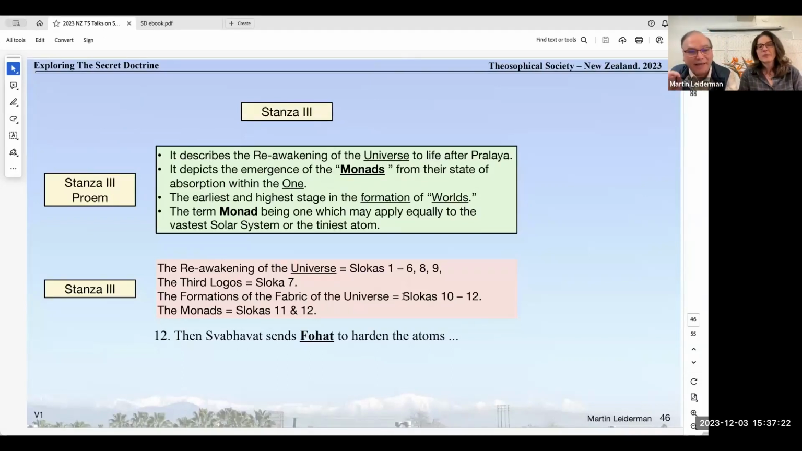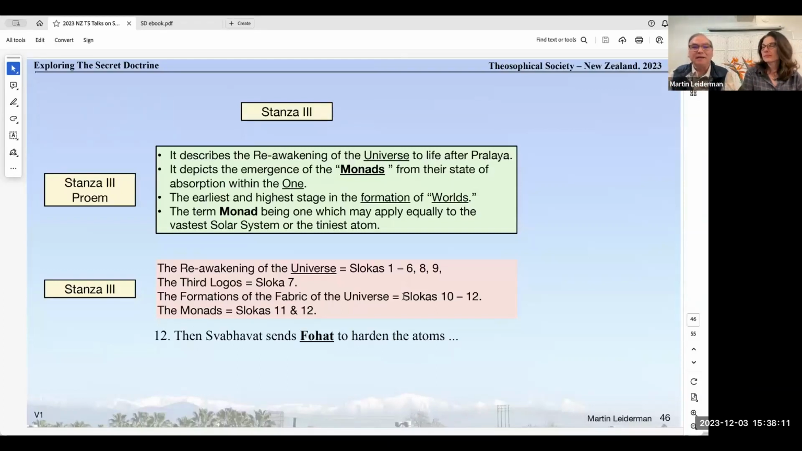So this stanza 3 ends with the following words. Then Swabhavat, which we know is the substance, spirit and matter, sends Fohat to harden the atoms. So now comes Fohat. Fohat is one of the most important characters of cosmogenesis. We know that. So study Fohat, gather every information on Fohat you can find, if you like the idea to study that. An incredible idea. Zeus in ancient Greece had Fohat like lightning, right? Thunderbolts in his hand, and it's just incredible. It's Zeus, you know.